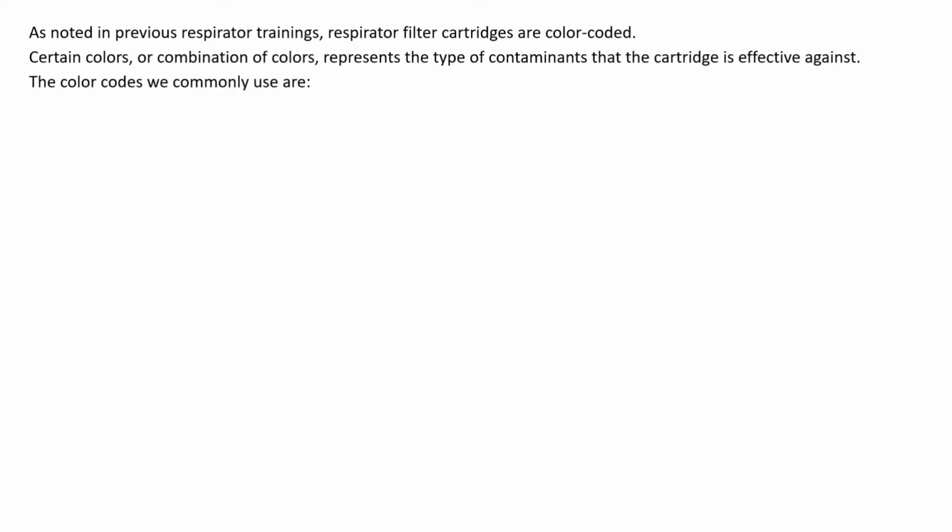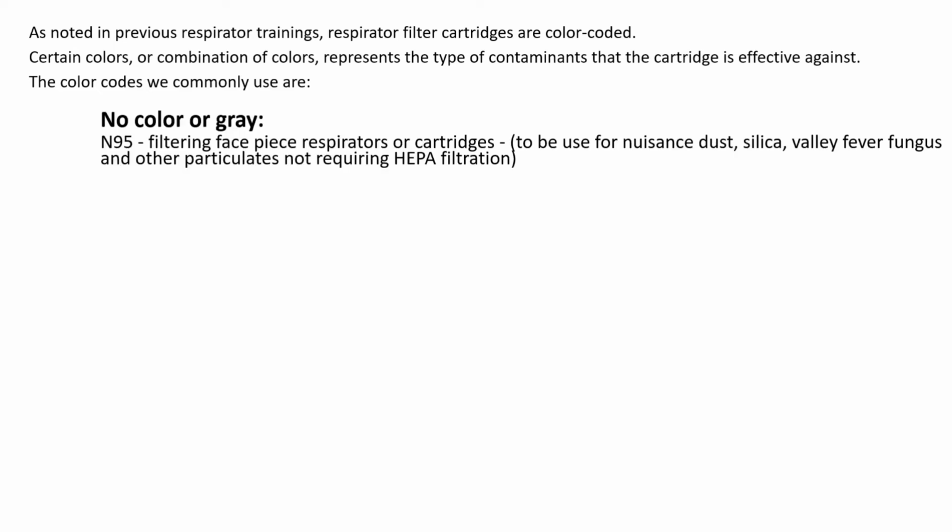As noted in previous respirator trainings, respirator filter cartridges are color-coded. Certain colors or combination of colors represent the type of contaminants that the cartridge is effective against. Color codes we commonly use at Janus: if there's no color or gray, it's an N95 filtering facepiece respirator or a respirator with N95 level cartridges. To be used for nuisance dust, silica, valley fever, fungus, and other particulates that do not require a HEPA filtration.